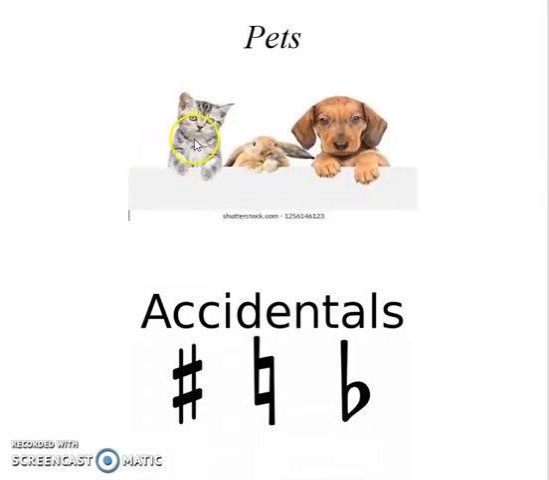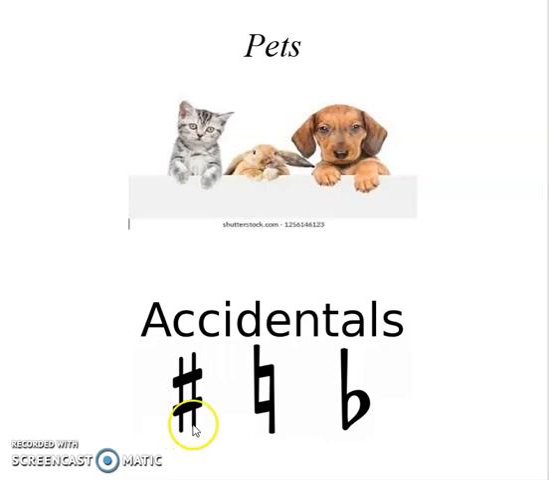So here you have a cat, a rabbit, and a dog. And these are all different kinds of pets. So underneath you have a sharp, a natural, and a flat. And these are all different kinds of accidentals. We're going to deal with sharps and we're going to deal with flats.